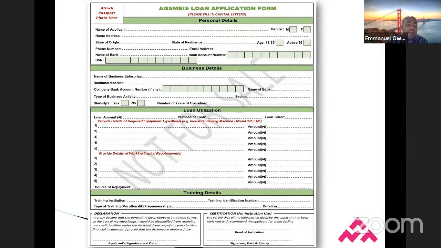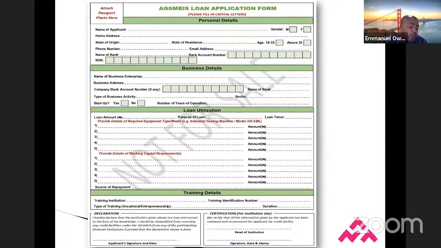So don't overestimate the cost of these machines. Just be factual to some extent. And that is for the machine aspect.